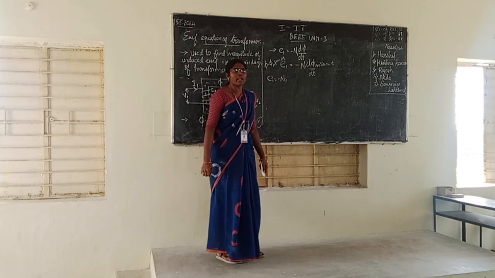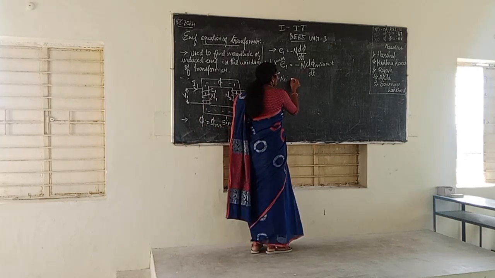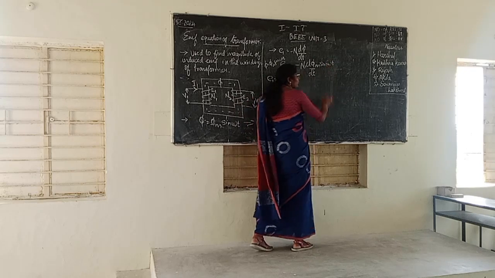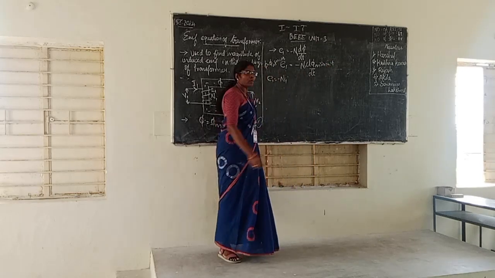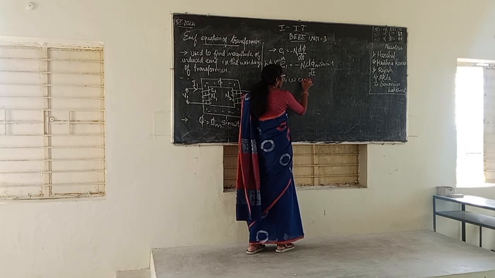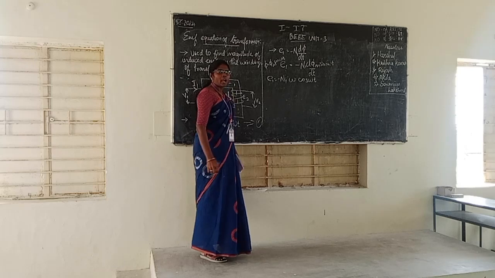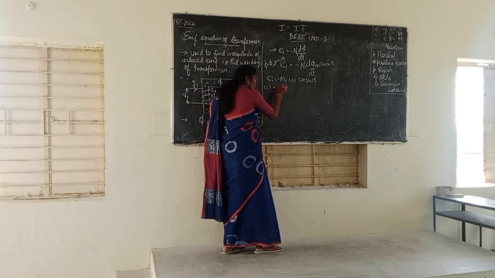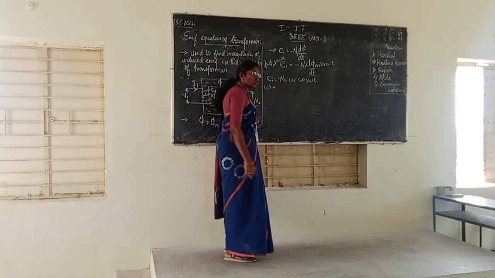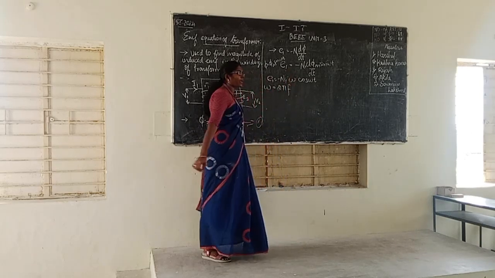d by dt of sin ωt, what is it? cos ωt, so ω into cos ωt. The ω is a constant over there, so it becomes ω into cos ωt. Clear up to this? And now, what is our ω? ω is 2π times the frequency, 2πf. You know that angular frequency ω is equal to 2πf.